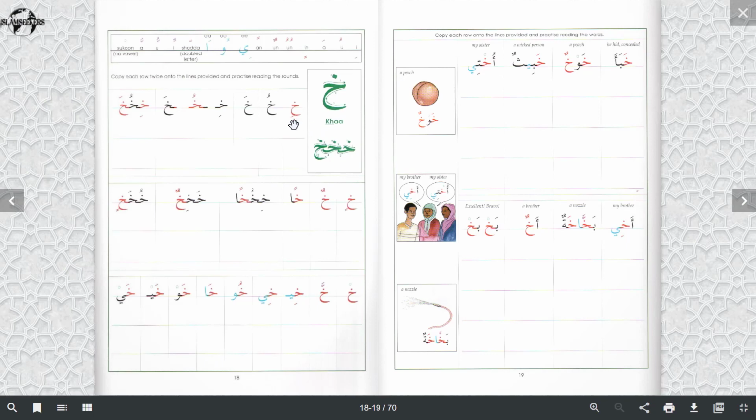Line 1. Khi. Khu. Kha. Line 2. Khin, khun, khan. Line 3. Kh. Kha. Khi. Khu. Khau. Khai.